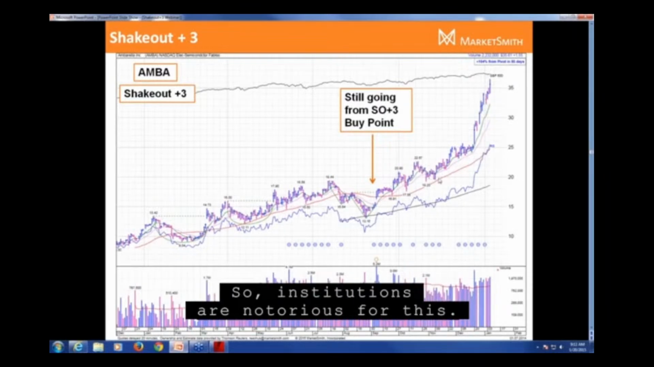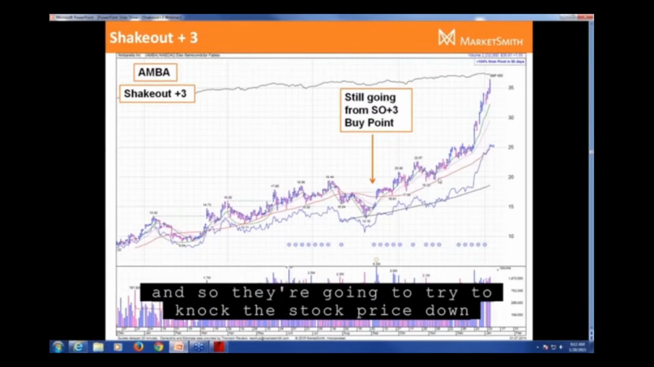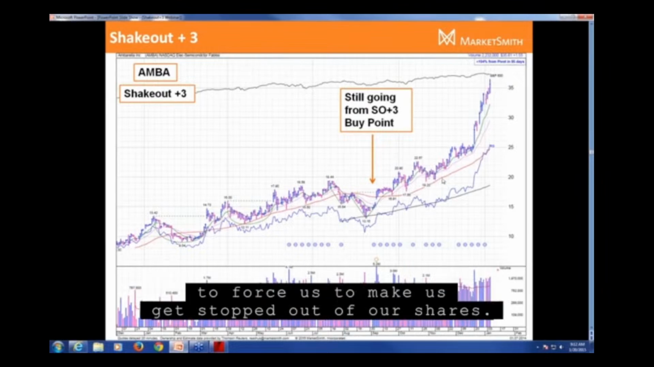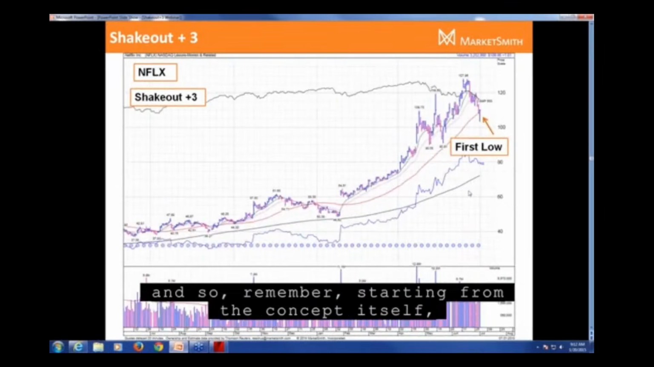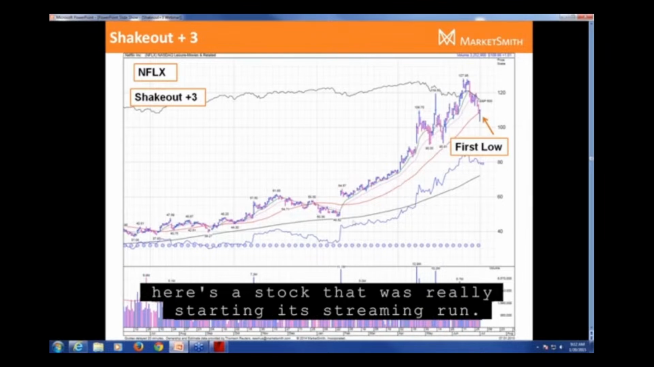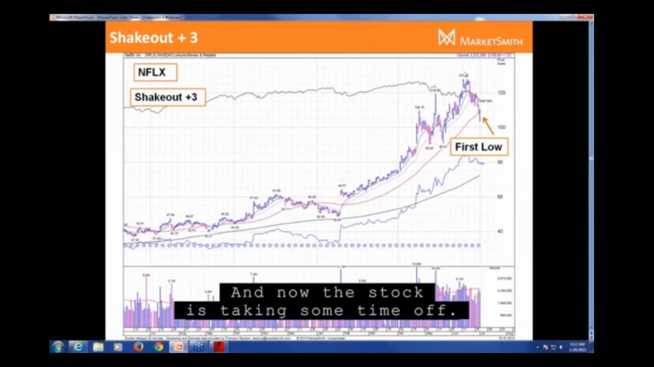Okay, so institutions are notorious for this. They never have enough shares, and so they're going to try to knock the stock price down to force us to make us get stopped out of our shares. So let's go to the next example here. This is Netflix. And so remember, starting from the concept itself, here's a stock that was really starting its streaming run. It broke out at 60 here. It went over 100%. And now the stock is taking some time off.